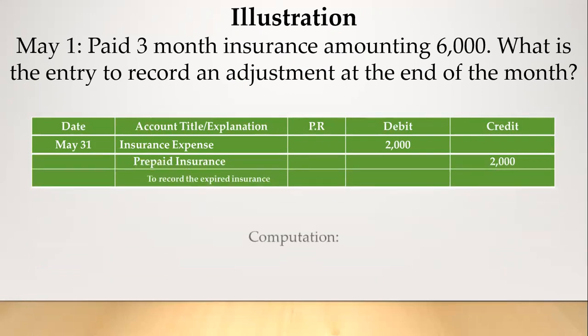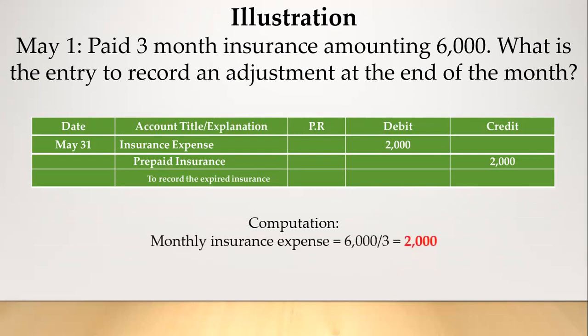And what is the computation? The monthly insurance expense is equal to the 6,000 that we paid on May 1, which is good for 3 months, so we need to divide it by 3. We will arrive at the amount of 2,000. That would be the monthly insurance. So at the end of May, May 31, 1 month of insurance has already expired. So this amount, 2,000, the monthly insurance expense, is the amount that we need to recognize. That would be an insurance expense.